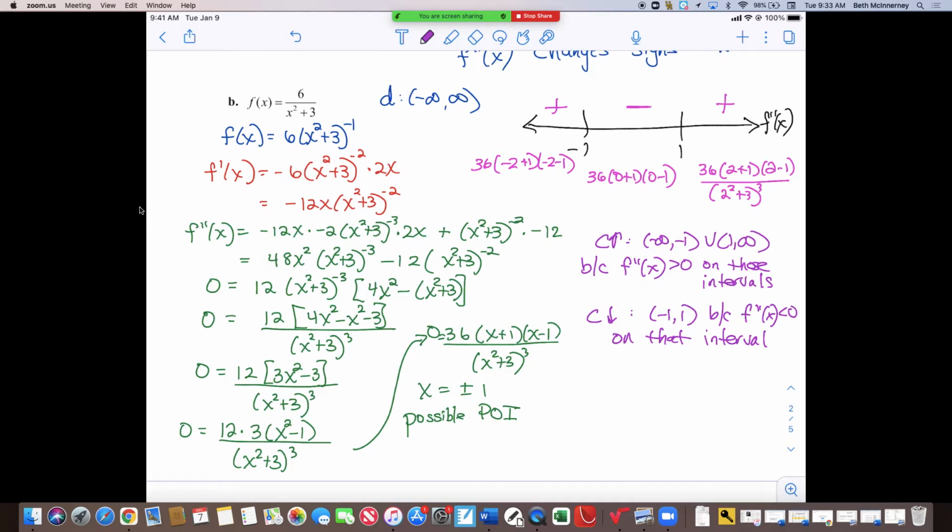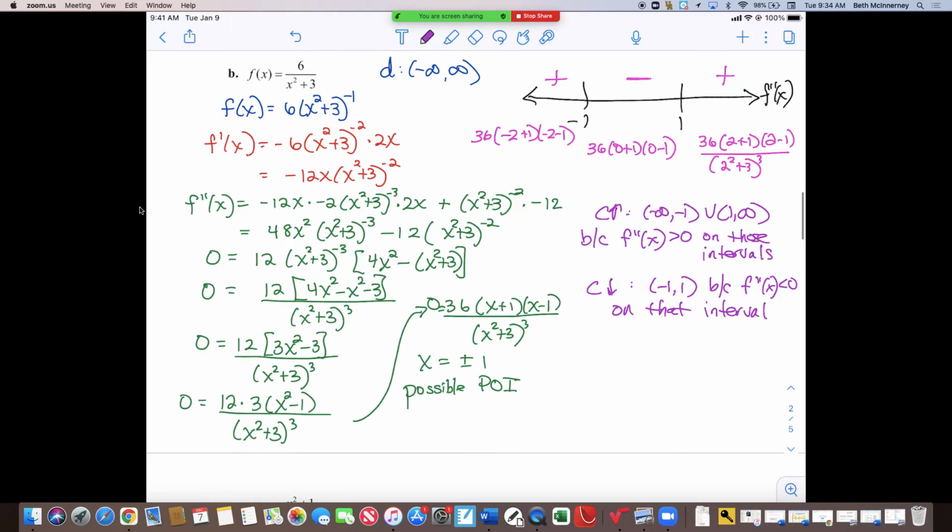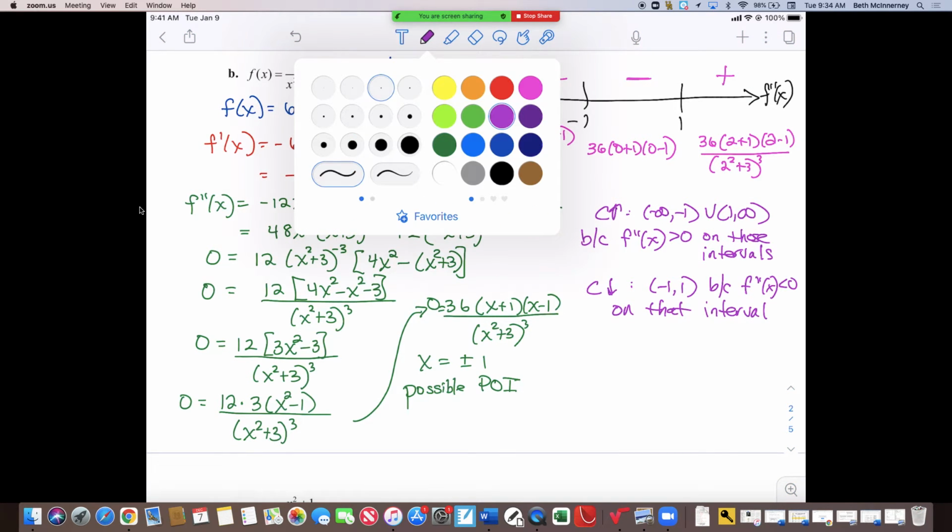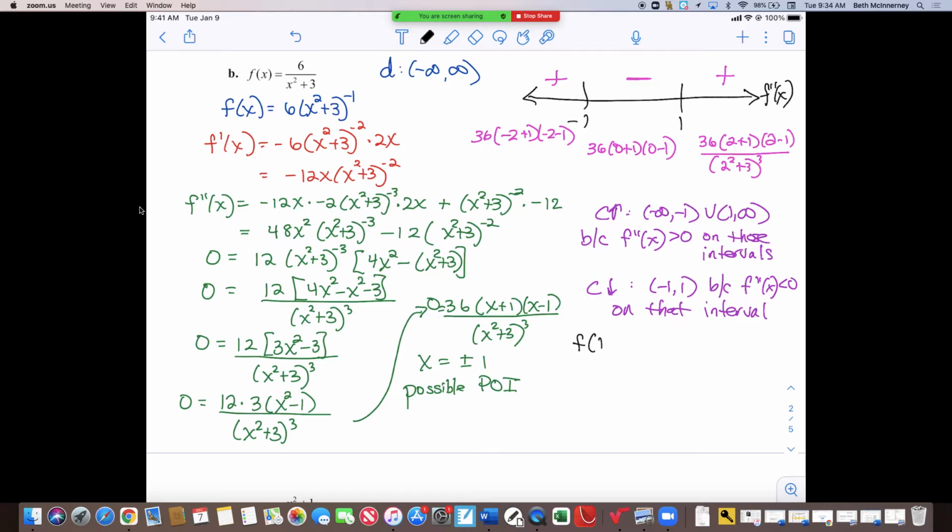How do you determine a point of inflection? Good job. A point of inflection occurs where the second derivative changes signs. So x equals negative 1 and x equals 1 are going to be locations of points of inflection. So let's go figure out f of 1 and f of negative 1. Can you tell they're going to be the same because that's x squared? So that's 6/4.